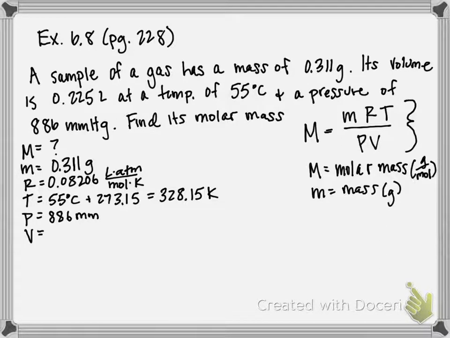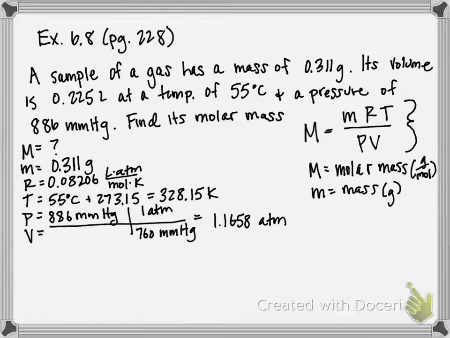Our pressure is 886 millimeters of mercury. I'm going to go ahead and solve for that in atmospheres. So divide that by 760 millimeters of mercury, 1 atm on the top, and we get a pressure of 1.1658 atmospheres. And then our volume, we don't have to do anything to, is equal to 0.225 liters.